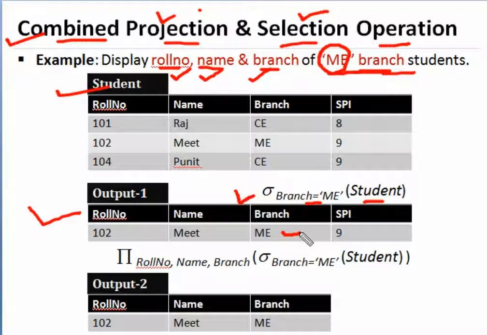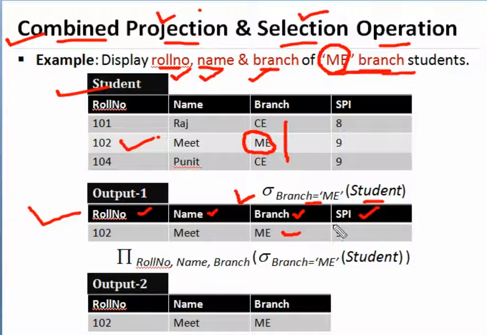Now in the actual table we have 3 records, but out of 3 we have only one record which has branch equal to ME and roll number equal to 102. But still we don't have the exact result that we need. Here in the result we have roll number, name, branch and SPI.